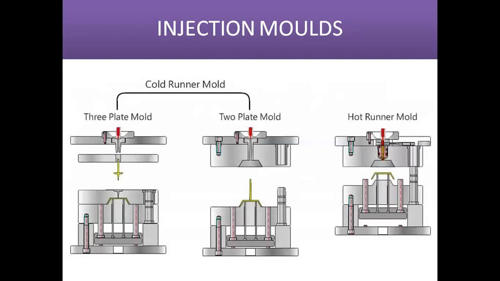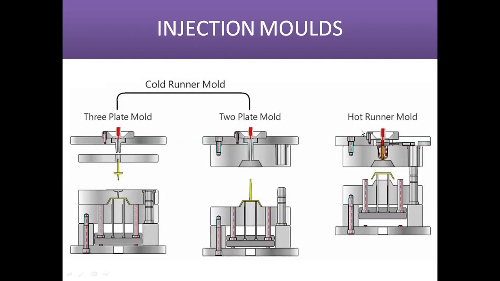Next, we move to the different injection molds that are used in the injection molding machine. Basically there are two types of injection molds. One is the cold runner mold, another one is the hot runner mold. In the cold runner mold, there are two types of mold. One is the two plate mold, another one is the three plate mold. Two plate mold means there will be two plates. One is the stationary platen, second is the movable platen. In a three plate mold, there is another plate in between the stationary platen and the movable platen. That plate is called the intermediate plate.